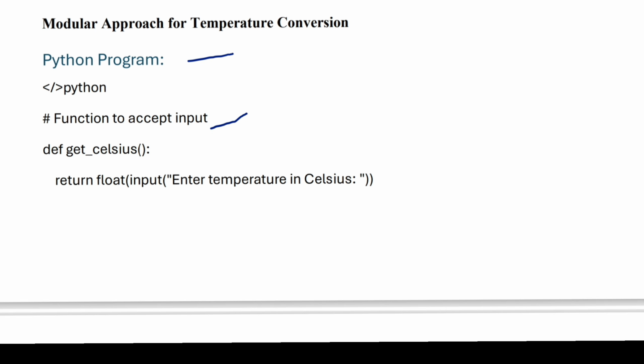So this is the first input. You have to convert the grade to Celsius, and return a float. We have to write it like this.